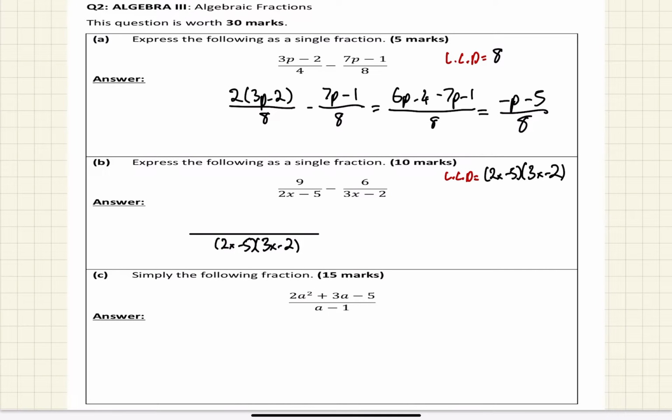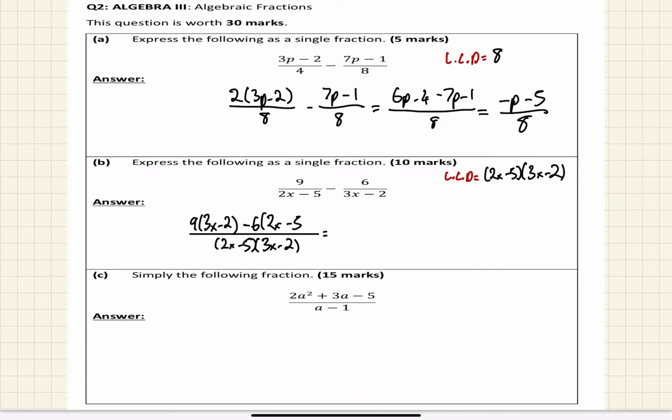Now think about this carefully. Back up here, we said how many times does 4 divide into 8? It was twice, so we multiplied everything by 2. I asked this question, how many times does 2x minus 5 divide into this whole thing here? Well, it's 3x minus 2 times. So that's going to be 9 multiplied by 3x minus 2. And likewise for this one, we say how many times does this divide into this whole thing here? Well, that's 2x minus 5 times. So the minus 6 is going to be multiplied by 2x minus 5.